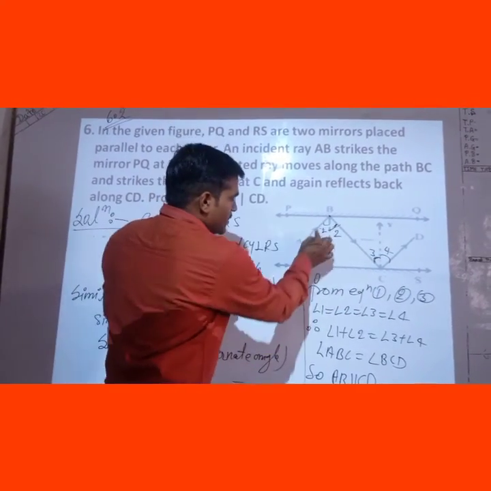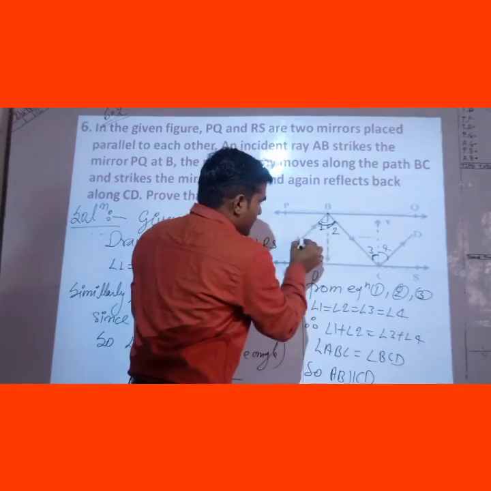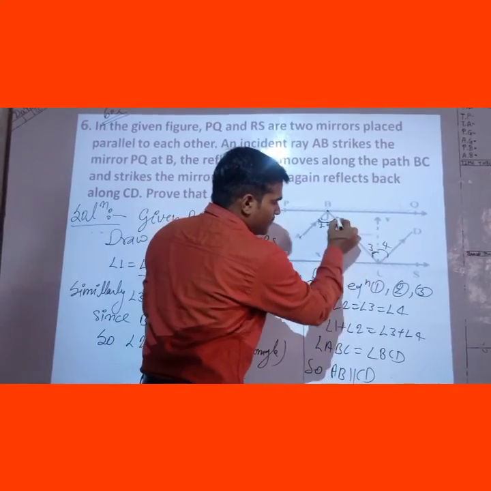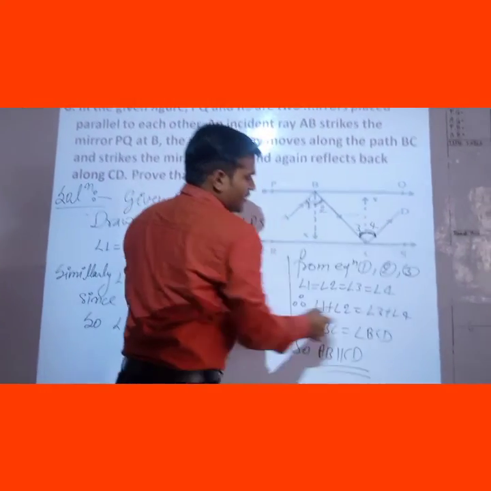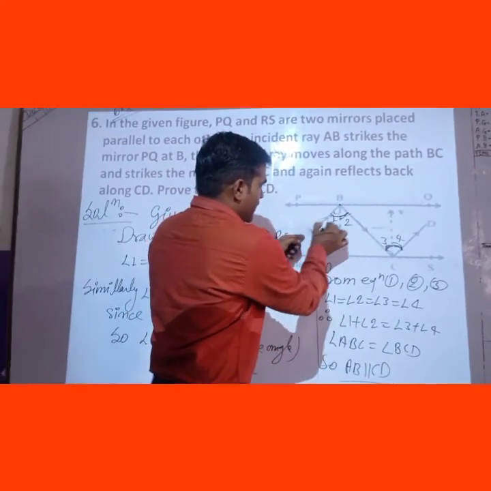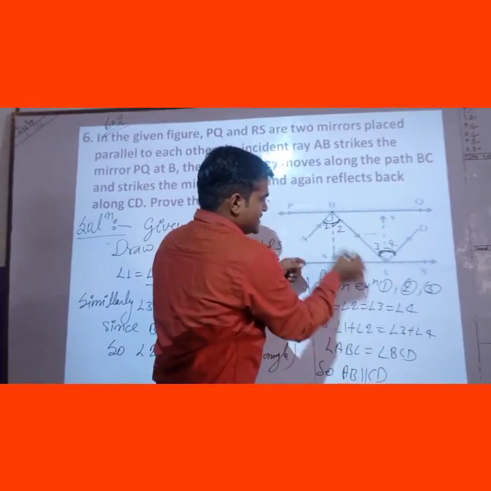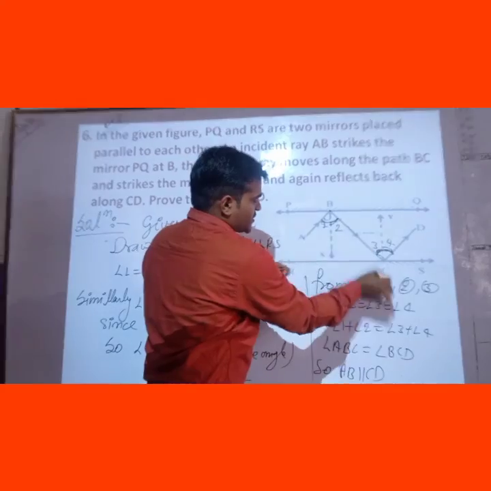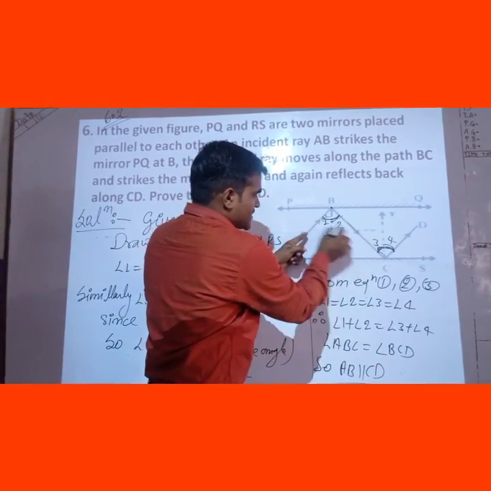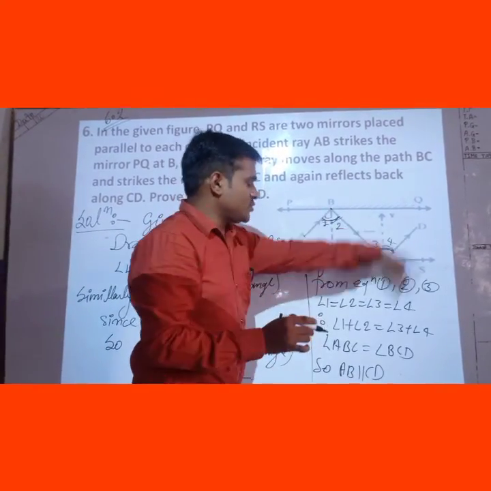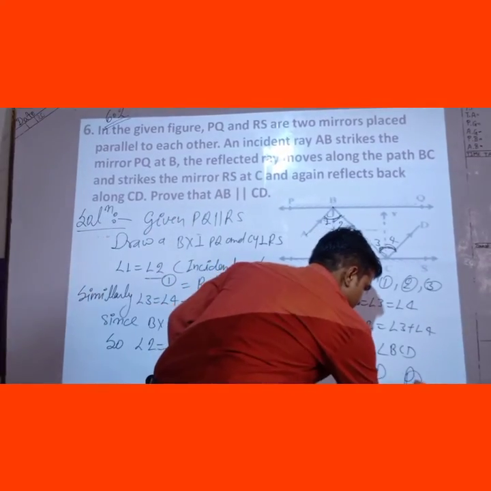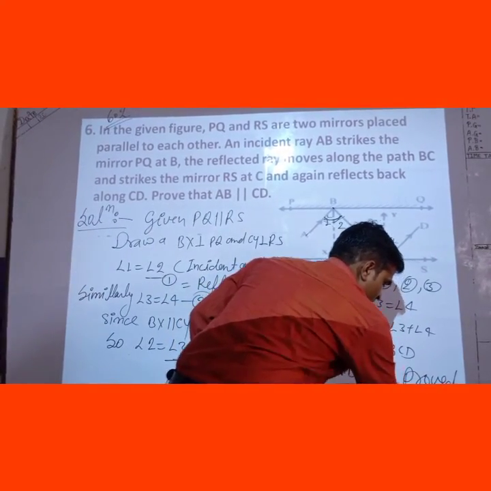So here angle ABC and angle BCD are alternate angles, as AB and CD are intersected by transversal BC. So these angles are equal. It means AB is parallel to CD. So that is proved.